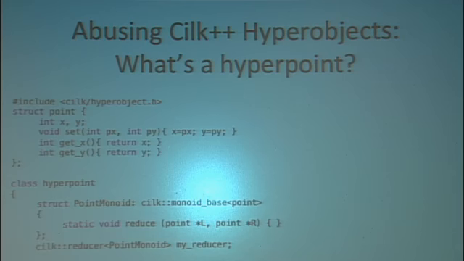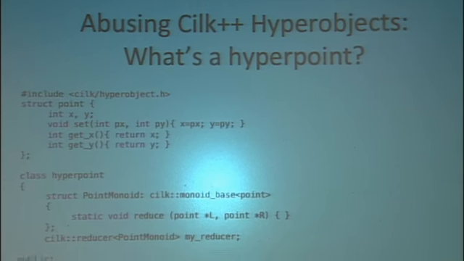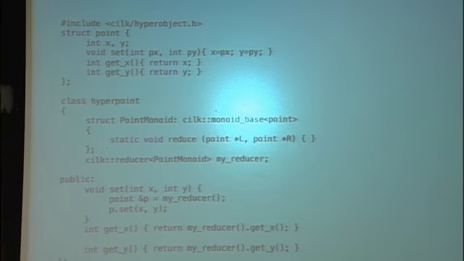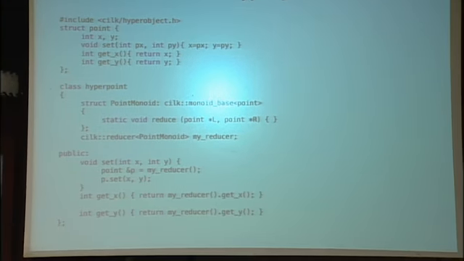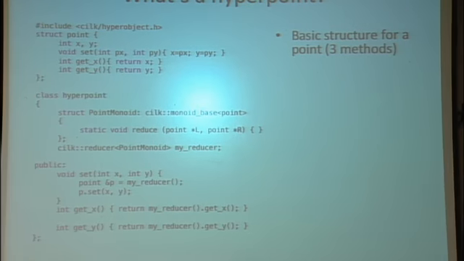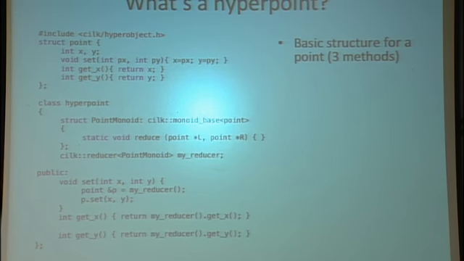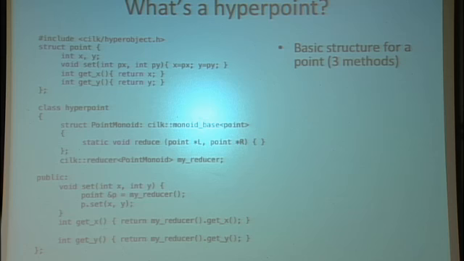So I'm going to define a piece of code here. It's C++ or Silk++ code. And the first part of it defines a very simple structure called a point. Actually, it has two members, x and y. And it has three methods for setting the values of x and y and also getting the values of x and y. Question? No? OK.